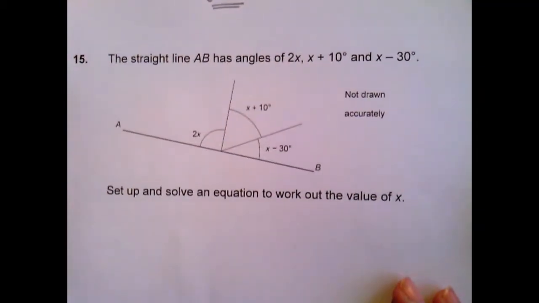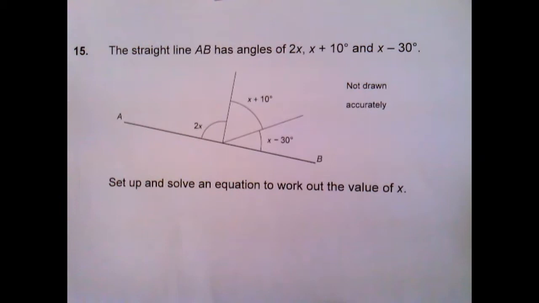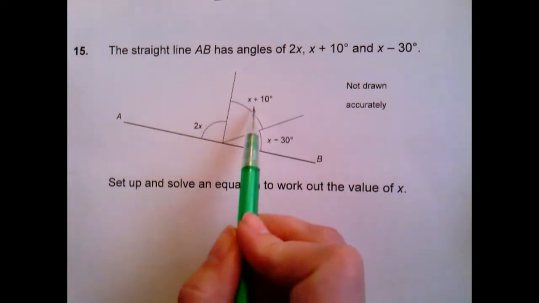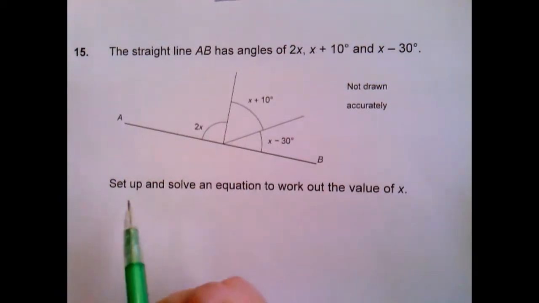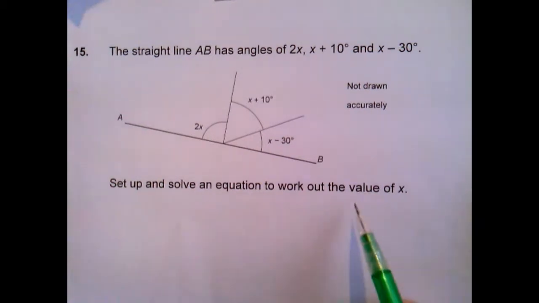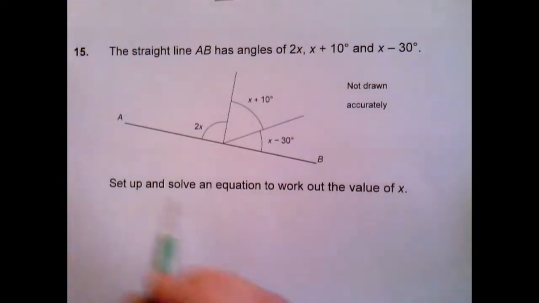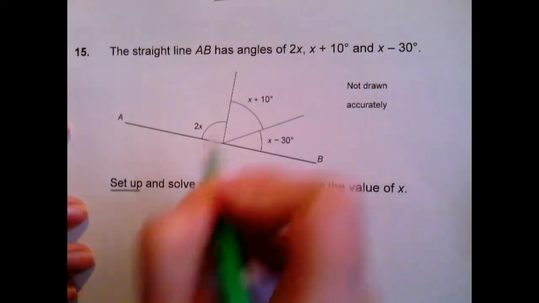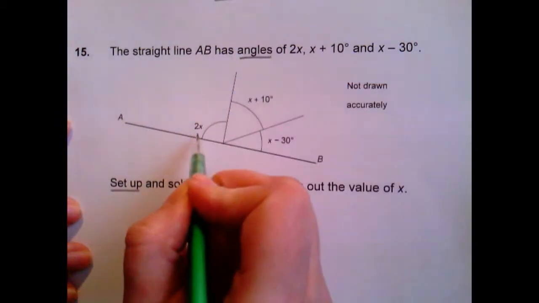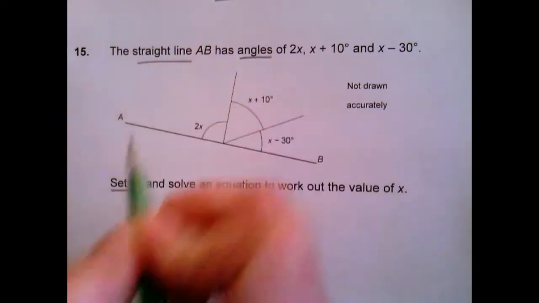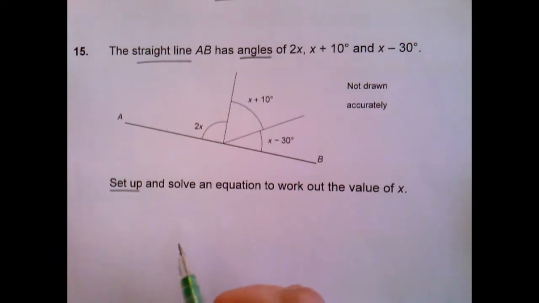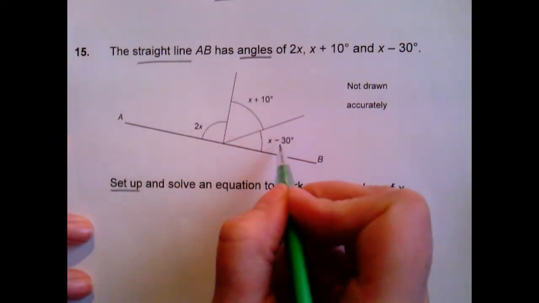Number 15. The straight line AB has angles 2x, x plus 10 and x minus 30. Set up and solve an equation to work out the value of x. So the equation that you're going to set up here, it's to do with angles, and they make a straight line, which means that they're going to add up to 180. So add them up using algebra.